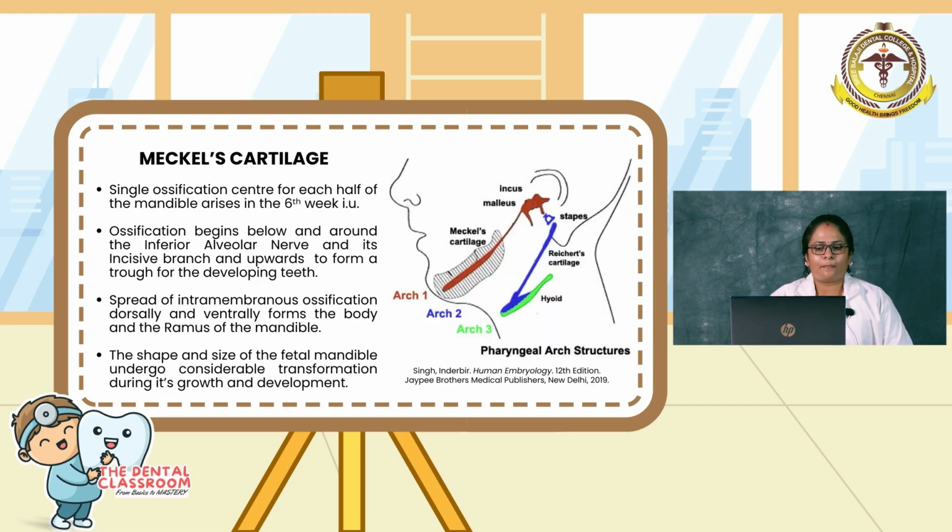So now let's talk about Meckel's cartilage, which is a key structure in the first pharyngeal arch. In each half of the mandible, a single ossification center appears around the 6th week of intrauterine life. Bone formation begins near the inferior alveolar nerve and its incisive branch, and then spreads upwards to form a trough for the developing tooth buds. This ossification extends dorsally and ventrally through intramembranous ossification and gives rise to the body and the ramus of the mandible. So Meckel's cartilage acts as a guiding template while the true mandible develops adjacent to it by ossification.